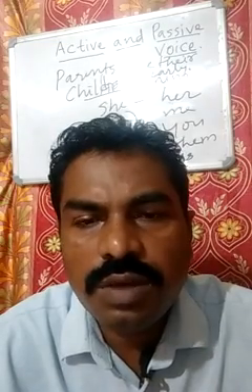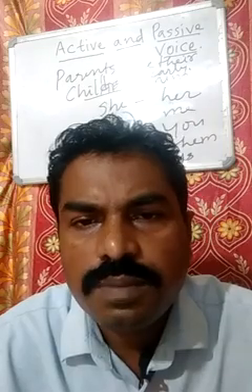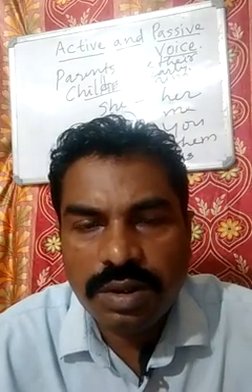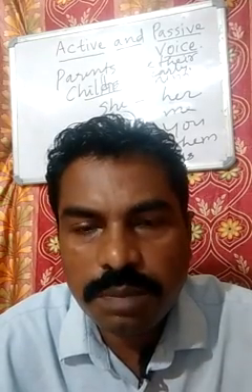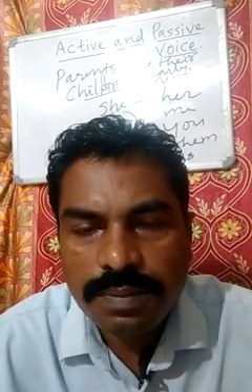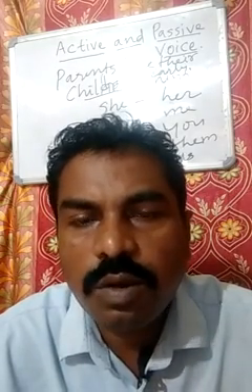In future tense, you have only two forms that can be changed from active to passive. The first is future indefinite. When a sentence is in future indefinite, you have to follow this rule: subject plus will or shall plus be plus third form of the verb plus by plus object.